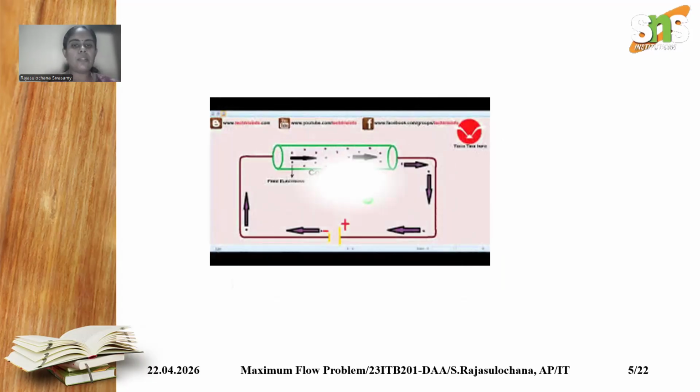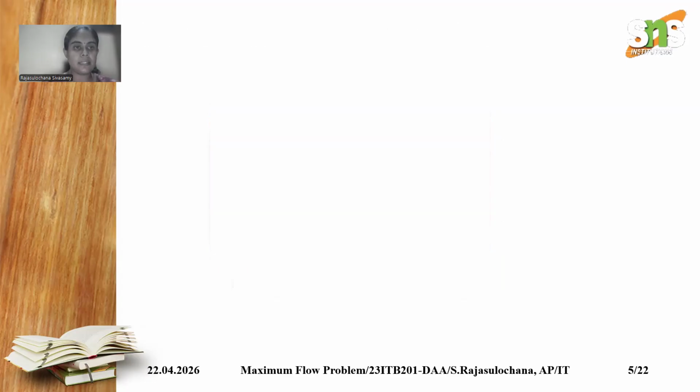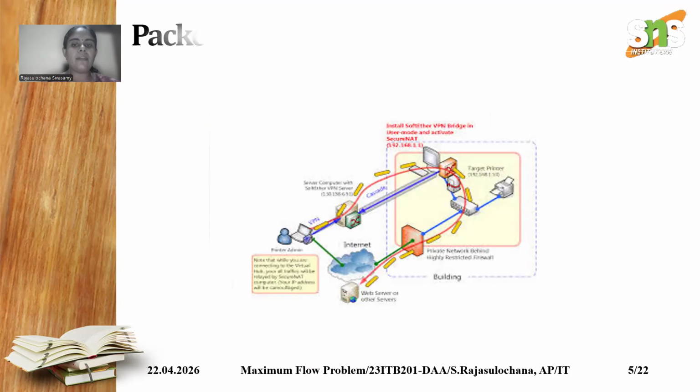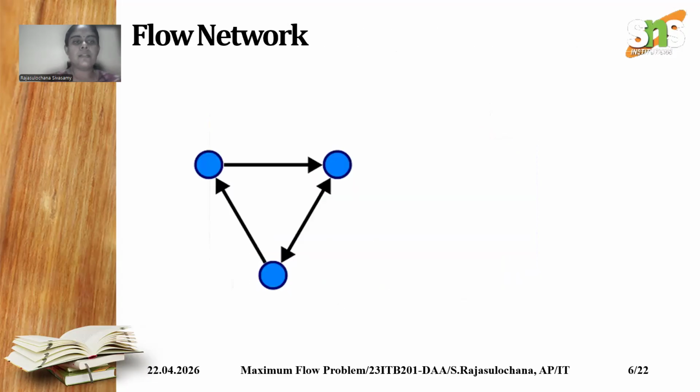And now look at this figure. What does this figure represent? This figure represents the electric current that is flowing through a given electric circuit. Similarly, we have another figure like a computer network which is laid down. Here, this figure represents the traffic or the packets flowing through a given computer network. So these are all some of the examples that contribute to the flow network problem.